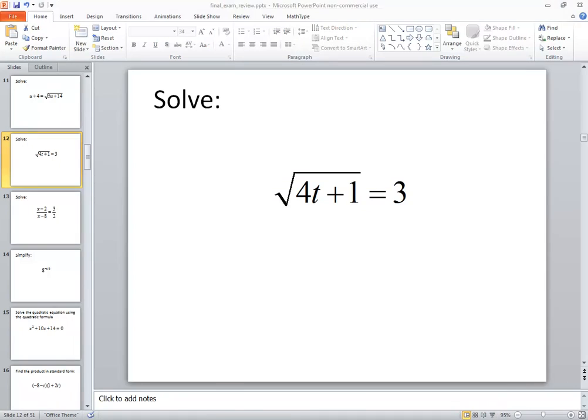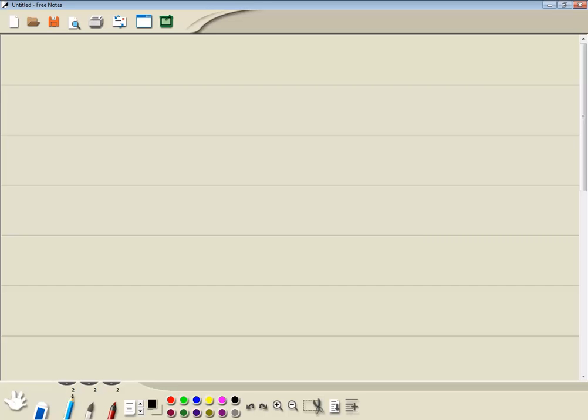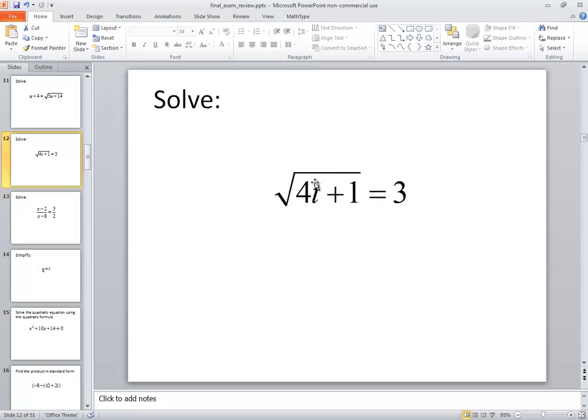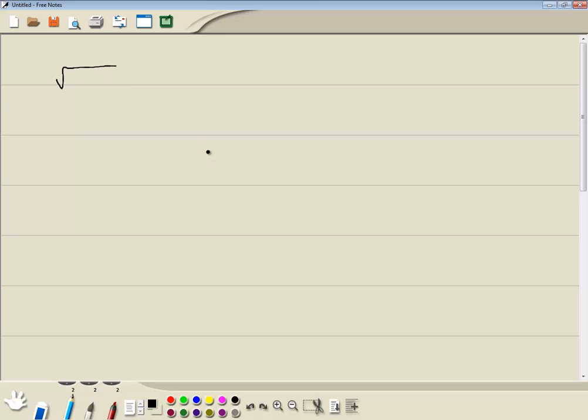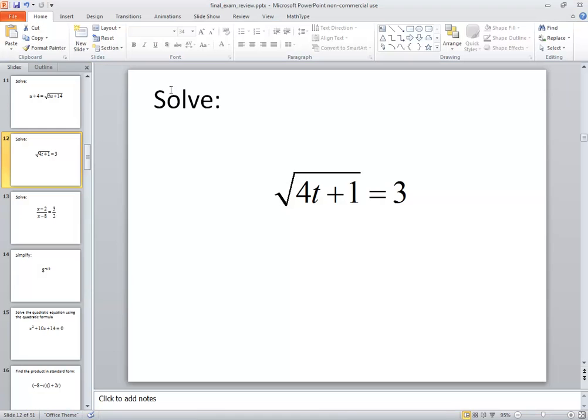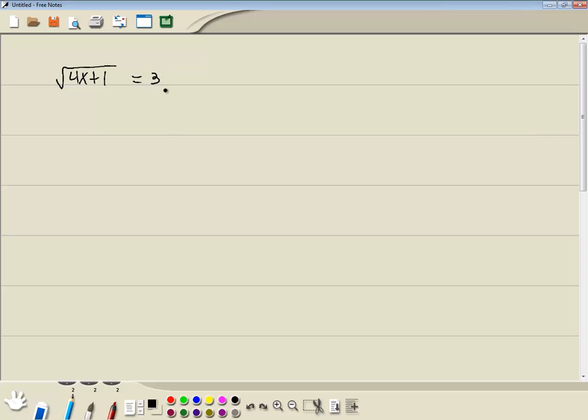So let's take a look at this one. We got square root. And I'm going to change that t to an x. I don't do t's very well. But the only variable I do real well is an x, I think. My writing is not the best.